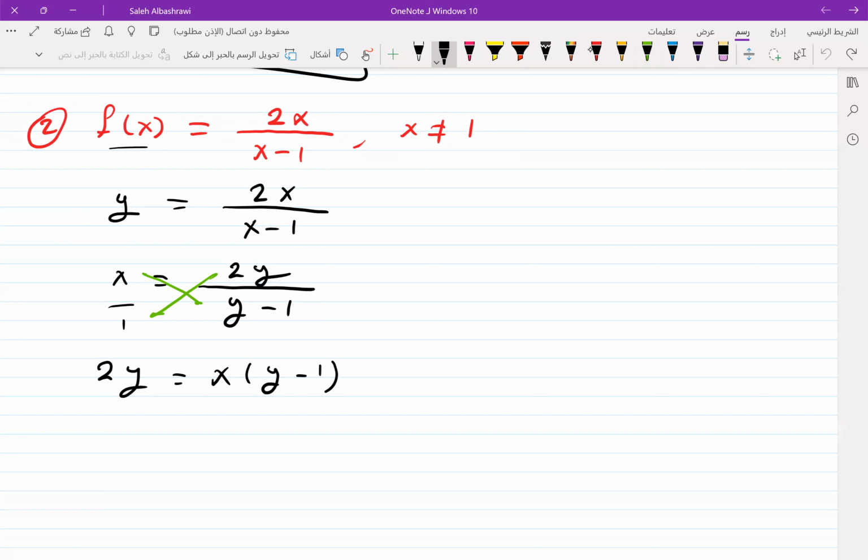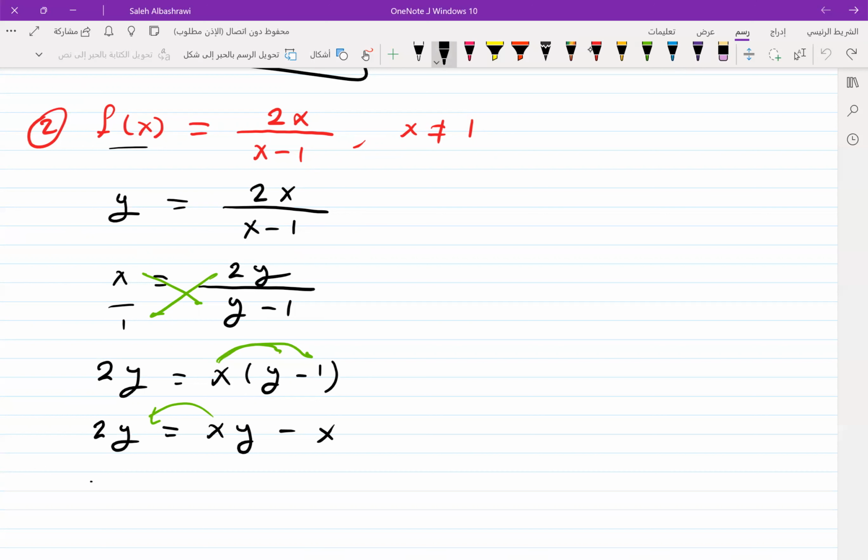I want to solve for y. So this is 2y equal to x(y minus 1), which is x times y minus x. Just multiply x times y and x times minus 1. Now move this term to the left-hand side.